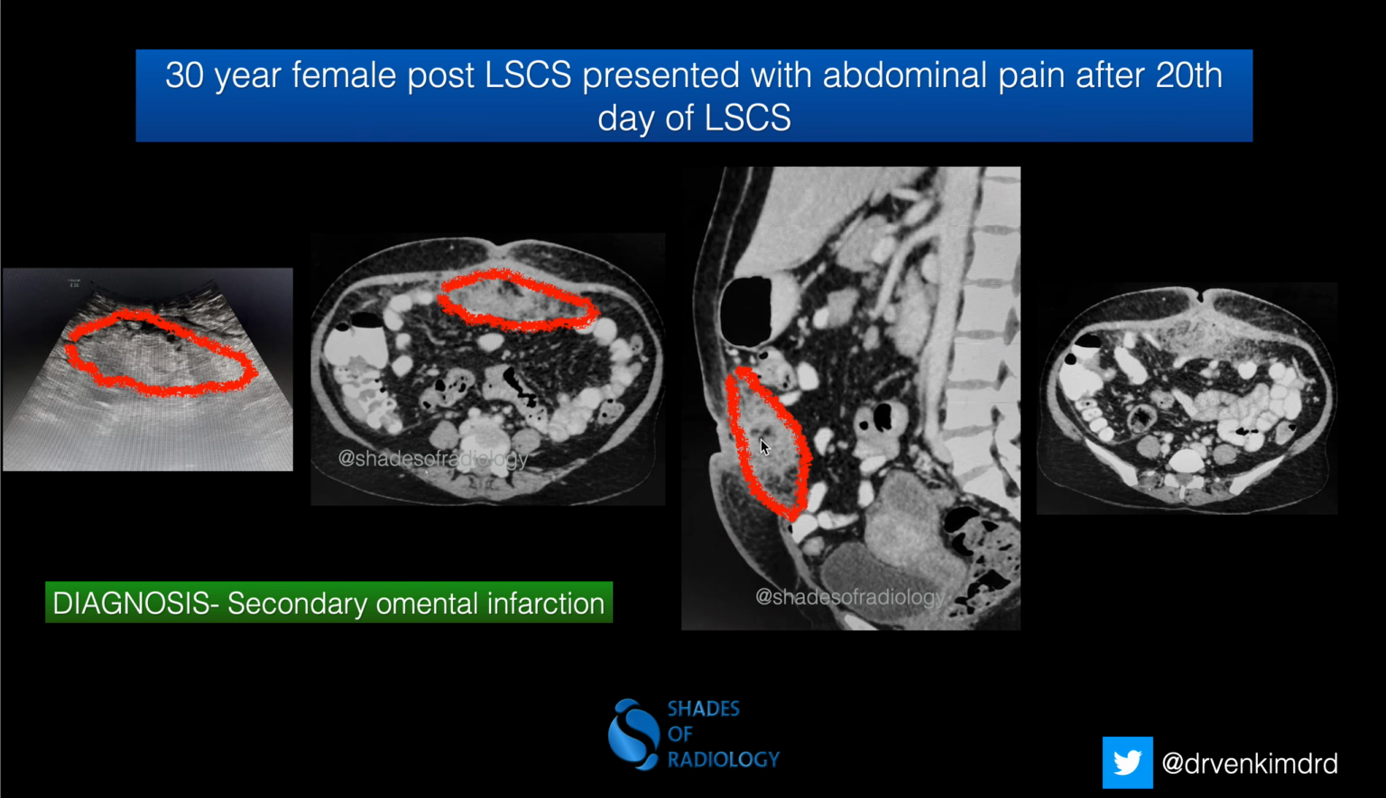So this is what I wanted to show you. It's a very well defined hyperechoic lesion with a surrounding hypoechoic rim on ultrasound. On CT, it's again well defined with fat containing areas in between, showing mild heterogeneous enhancement, and the rest of the abdominal organs were completely normal. Hence the diagnosis of secondary omental infarction was made, and the patient's lab results were completely negative for infection. That is, the total leukocyte count was normal, and urinalysis was normal.